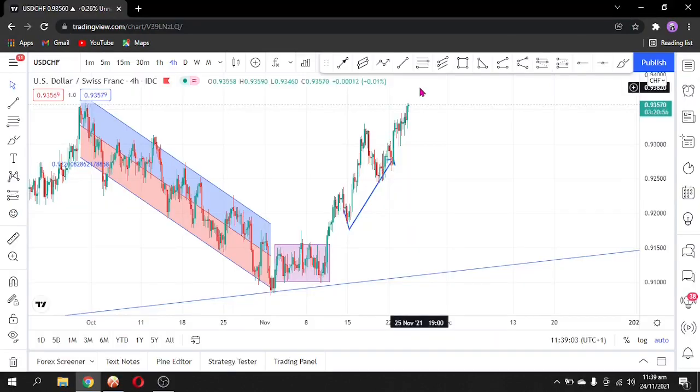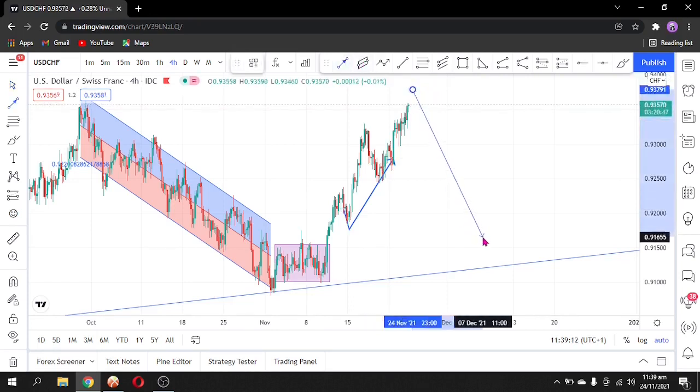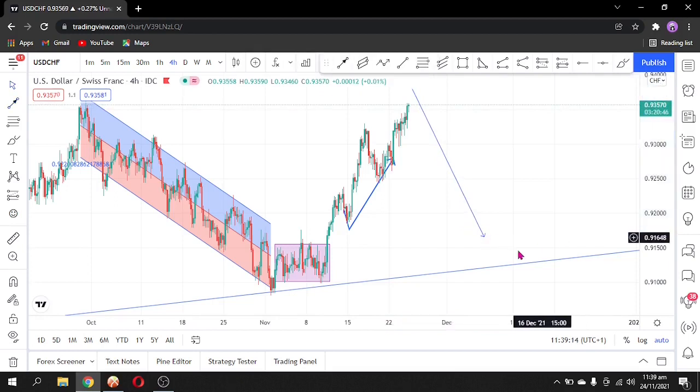The 5th wave is playing out, so after this last wave, expect another drop to this point. So expect USDJPY to drop.